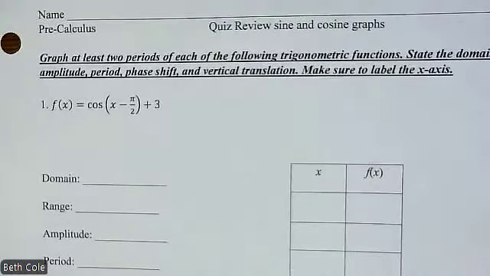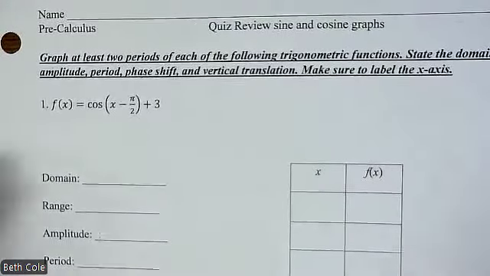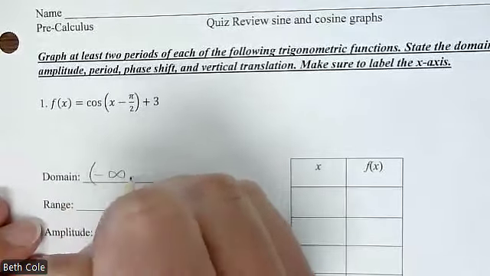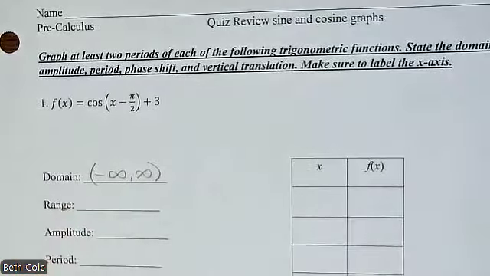So domain should be an automatic correct answer for this quiz. For sine and cosine, it is all reals because the shape is a wave. It waves forever in both directions. That's the answer. You should get that one right. We'll come back to range. Usually it's nice if you just look at the graph and you can kind of see what it is.